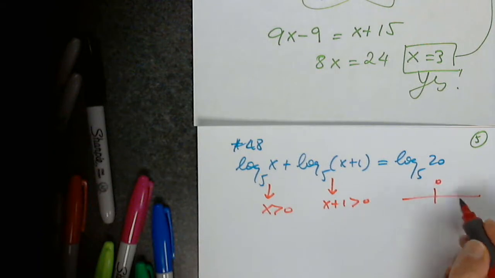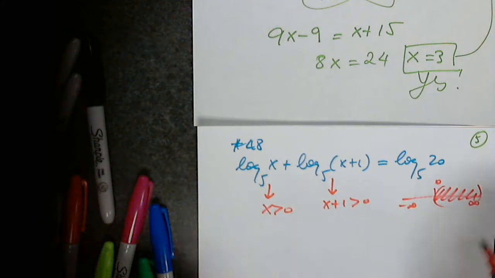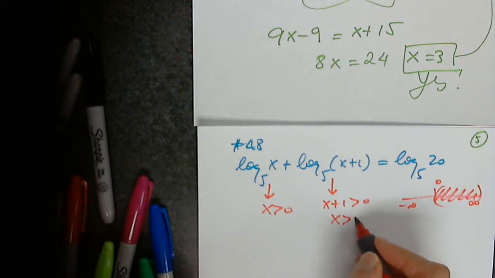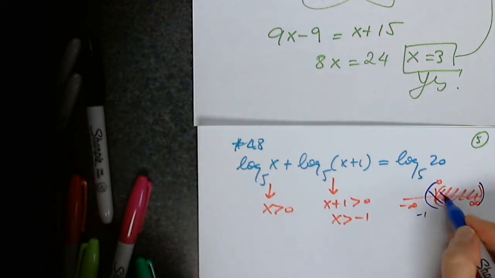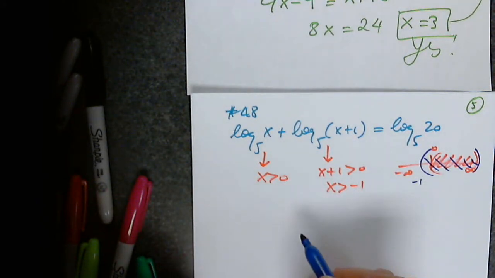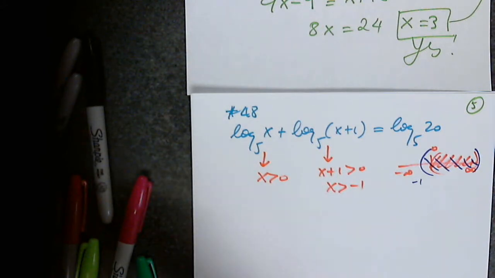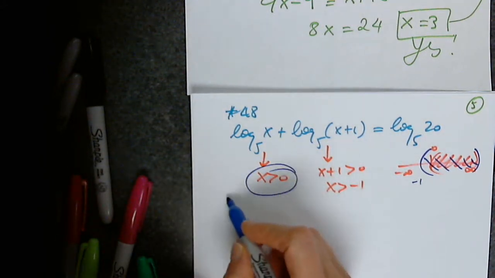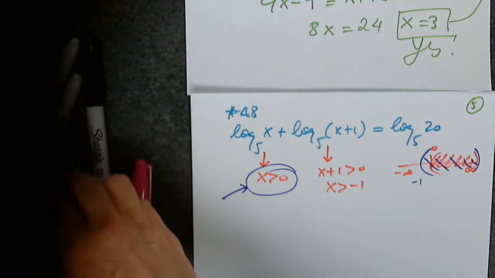So I graph them both to see where they intersect. Here is 0, and this one is x greater than -1. So what is the common domain? We need both colors, blue and red. 0 to infinity. That's it. If I don't get a solution as being a positive number, not 0, of course, then I have to reject it.